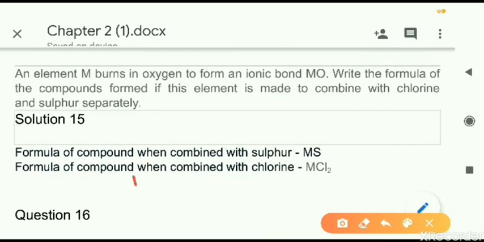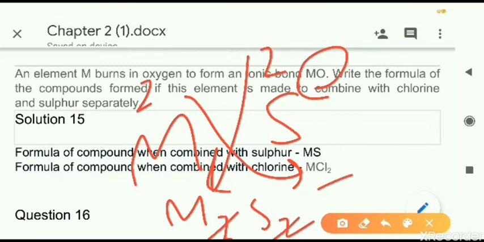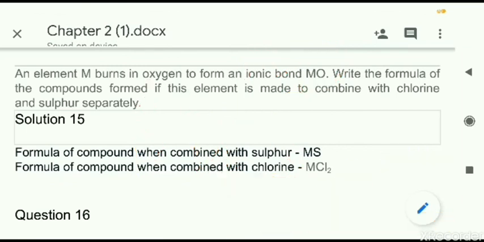Similarly with sulfur, M has valency 2, and sulfur also has valency 2. This is similar to MO. So here M2S2 will come, the 2s will cancel with each other, and what we'll get is MS. I hope it is clear to you.